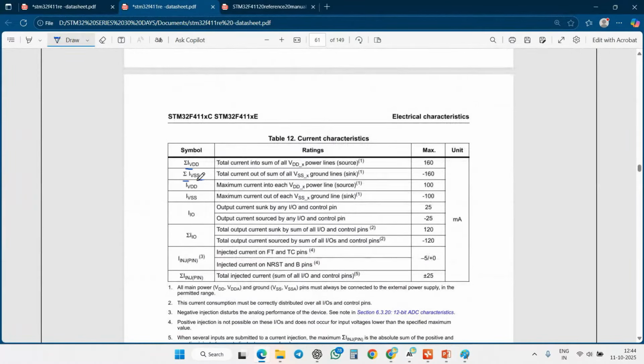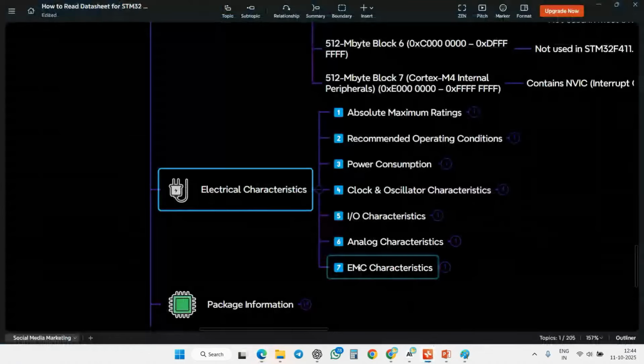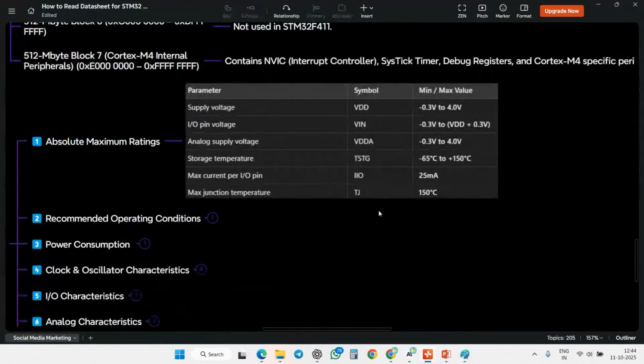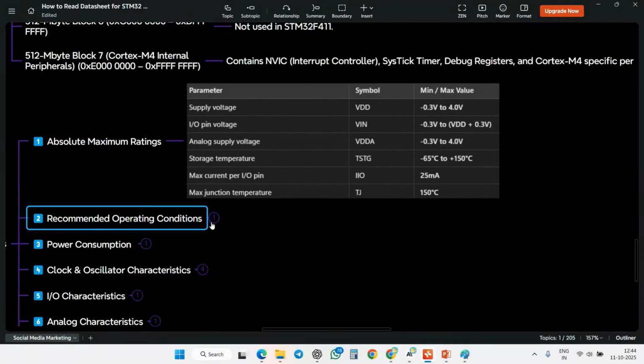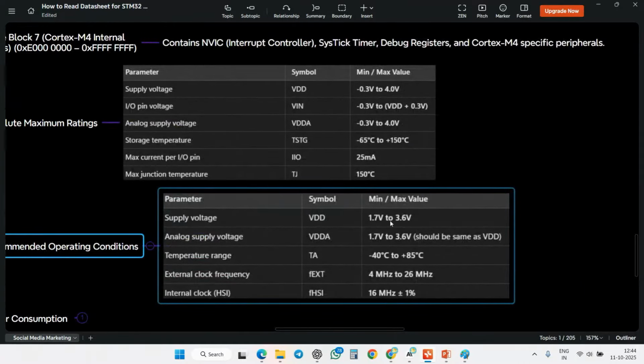What is meant by VDD? What is meant by VSS? What is the maximum current it is going to take? Everything you are going to read. So I'm simply telling this. What is the absolute maximum rating? What absolute maximum rating means is, if you give beyond this range, it causes some problem to your microcontroller. For supply voltage, you need to give the recommended voltage. Recommended voltage means this is the voltage range you need to give: 1.7 to 3.6 volts.